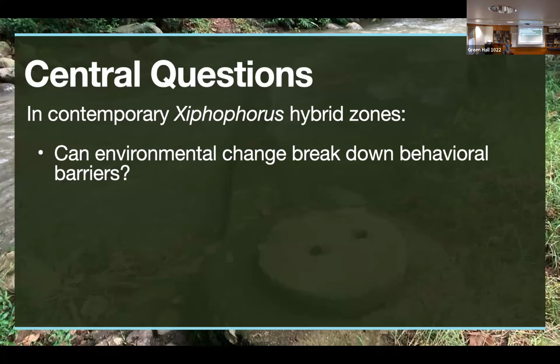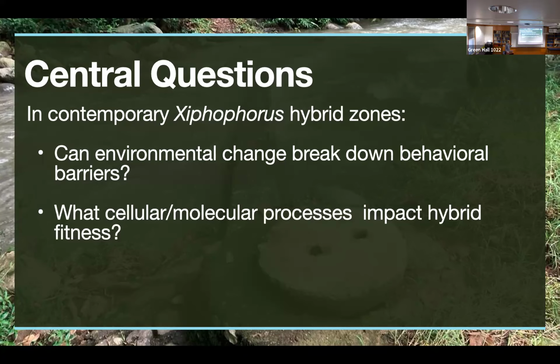And so the central questions that I tried to answer in this Xiphophorus malinche birchmani hybrid system were, first, on the mating preference side, can environmental change break down behavioral barriers to hybridization, such as mating preference? And on the hybrid fitness side, the post-mating barriers, what cellular and molecular processes impact hybrid fitness the most in these natural hybrid zones? Like, what are actually the strongest barriers keeping these species apart in the wild?